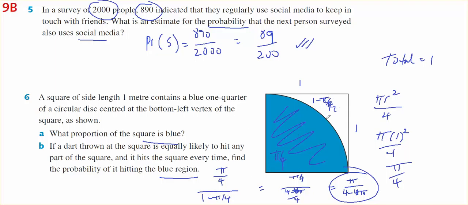This happens to be this bit here. This has got to be pi on 4 on 1, which is pi on 4. So pi on 4 is the probability of hitting the blue region.